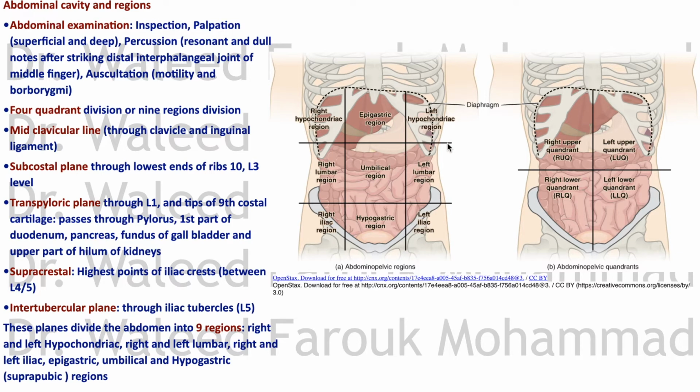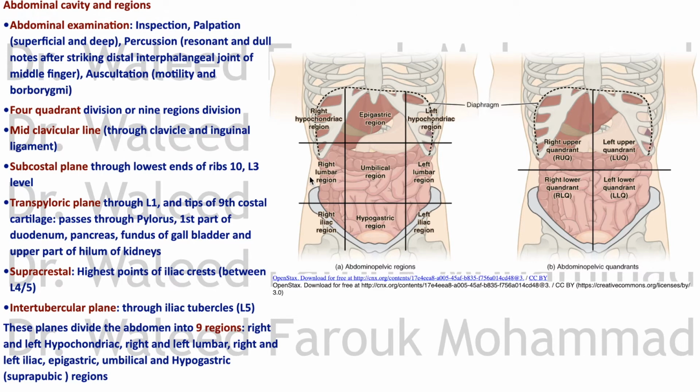The other two are horizontal lines. There are a couple of easy lines, like the one passing at the lowest points of the thoracic cage, which is the lowest border of rib 10. This is called the subcostal plane. It's at the L3 level. There is another easy line between the highest points on the iliac crest, called the supracrestal plane, between L4 and L5.